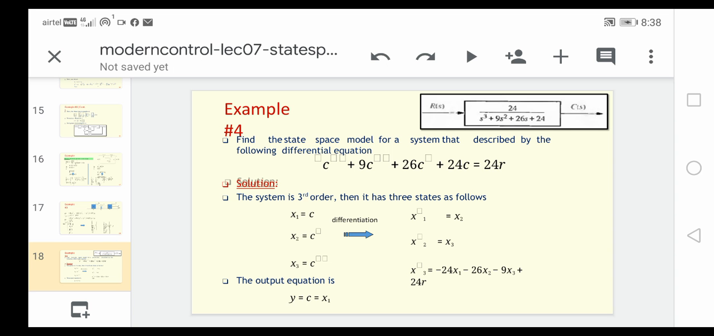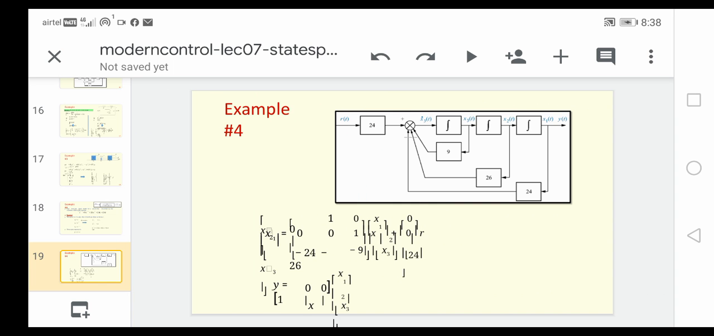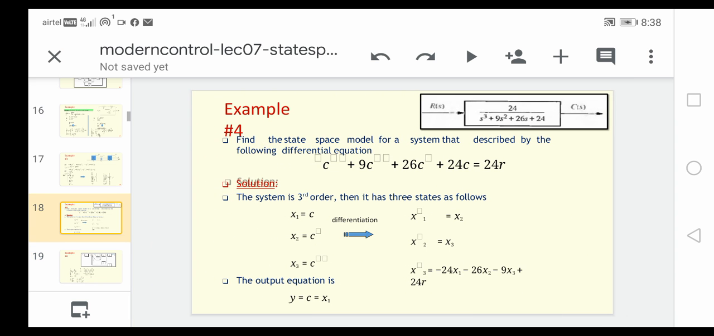The state equation is nothing but x dot is equal to Ax plus Bu and y is equal to Cx plus Du. I am writing here x1 dot, x2 dot, x3 dot as a vertical matrix. Now what is the coefficient of the first row? x1 dot is equal to 0, the x1 coefficient is 0, after that 1 and then 0. Similarly, for x2 dot the coefficients are 0 0 1, and for x3 dot, on the last row, you are getting minus 24, minus 26 and minus 9.